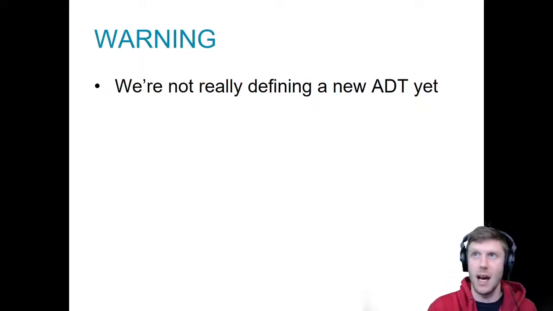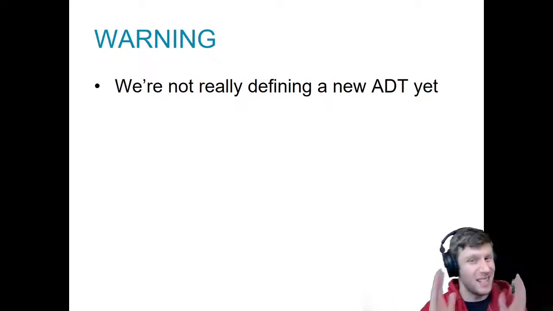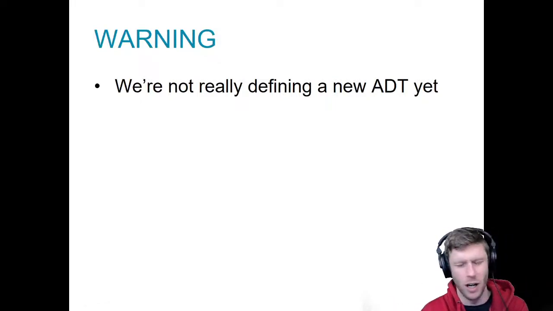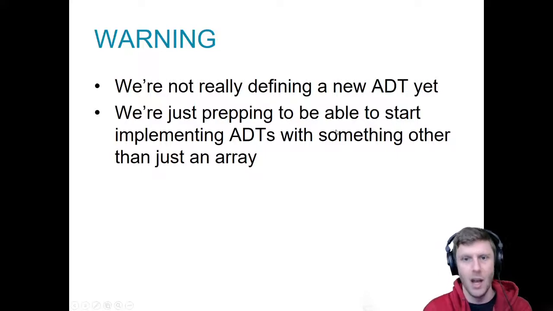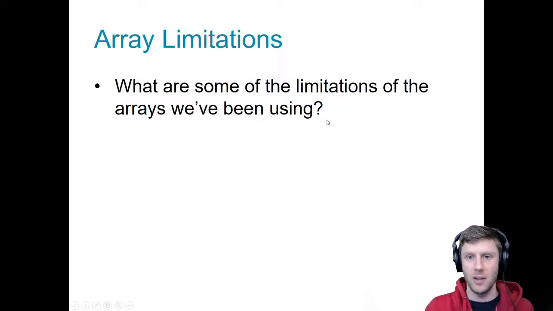This does not fall into the stacks and the queues that we're going to see, and the trees that we're going to see. This is a thing that we can use to build them, but this is not actually a new data type or an abstract data type that we're defining. We're just prepping to be able to start implementing these things with stuff other than arrays. So what are the limitations of the arrays we've been using?